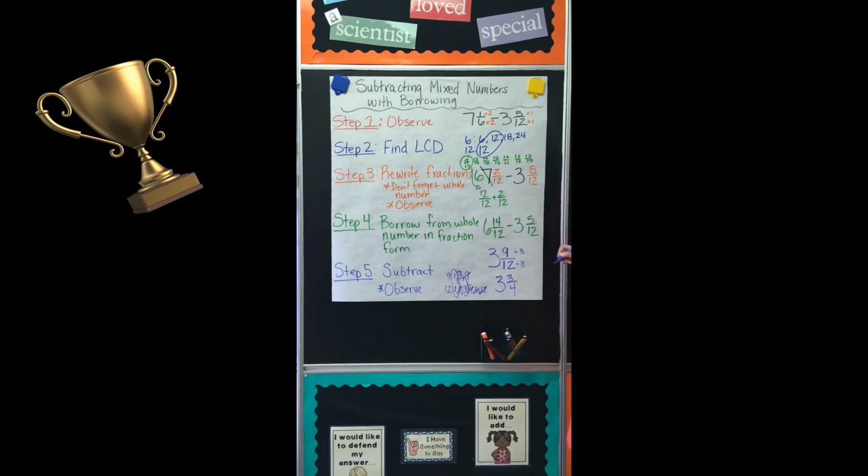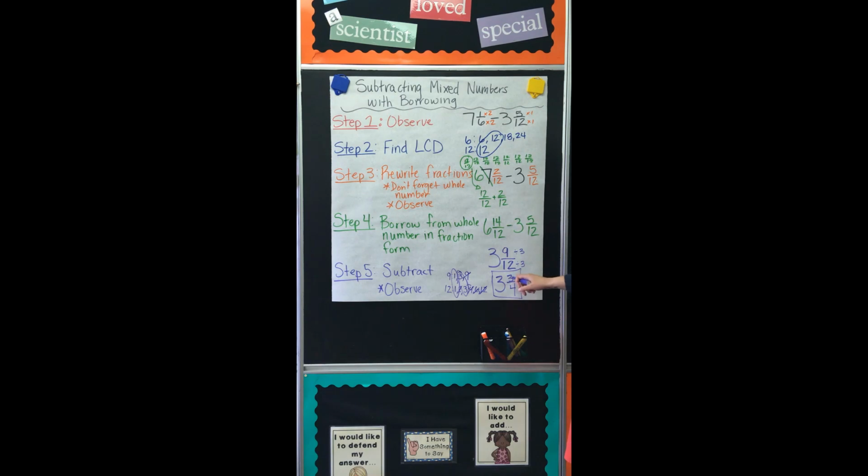Then we stop and we observe it again. What do we observe? Hopefully we recognize that 3 is a prime number, and 3 cannot go evenly into 4. So this is our best answer. 7 1/6 minus 3 5/12 equals 3 3/4. And that is how you subtract mixed numbers with borrowing.